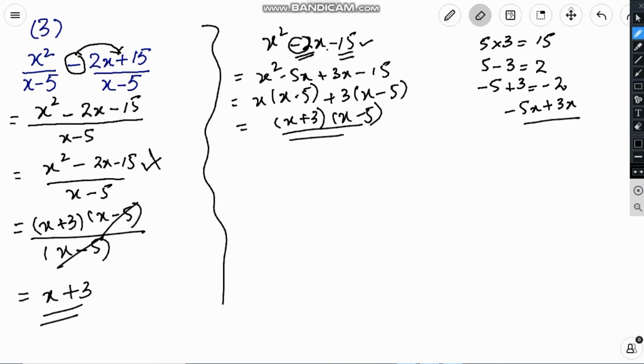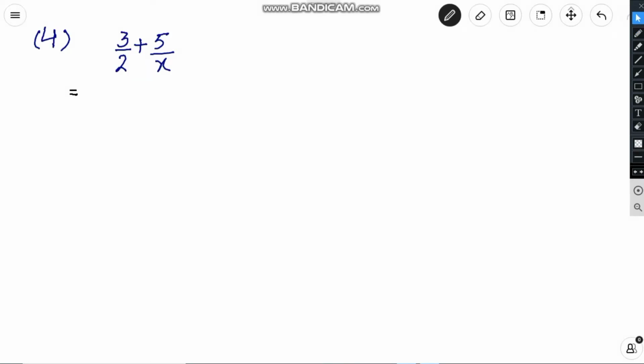So you can see this is the easiest method to add or subtract any two rational expressions having the same number in the denominator. Next we will discuss rational expressions having different polynomials or different numbers in the denominators. So this time we are given fractions having different denominators. Let's start solving it.